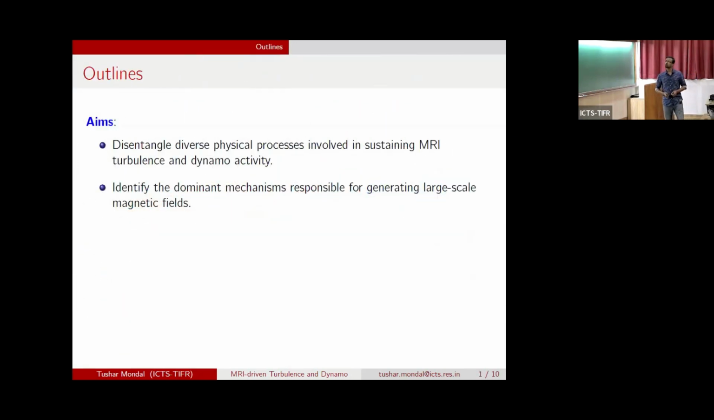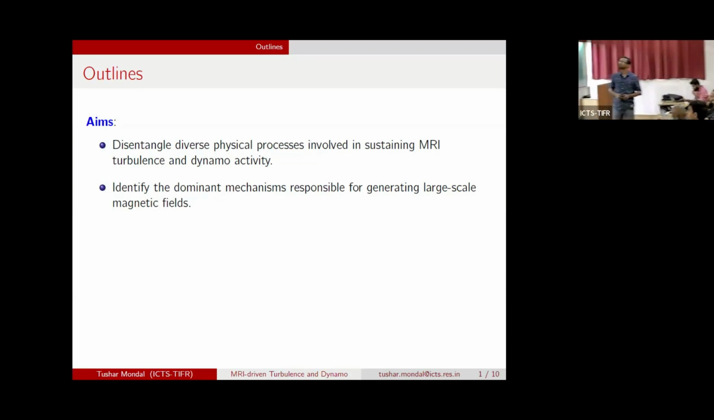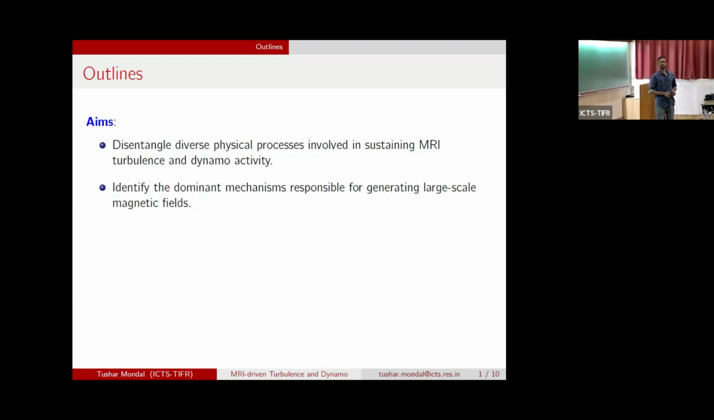So this is the outline of my talk. The objective of my talk is, once this MHD turbulence is fully developed, how the diverse physical processes involved there interact with each other, like both turbulent transport as well as the dynamo mechanism. And once we have this dynamo, what are the underlying mechanisms for generating the large-scale magnetic field? We also want to target that.